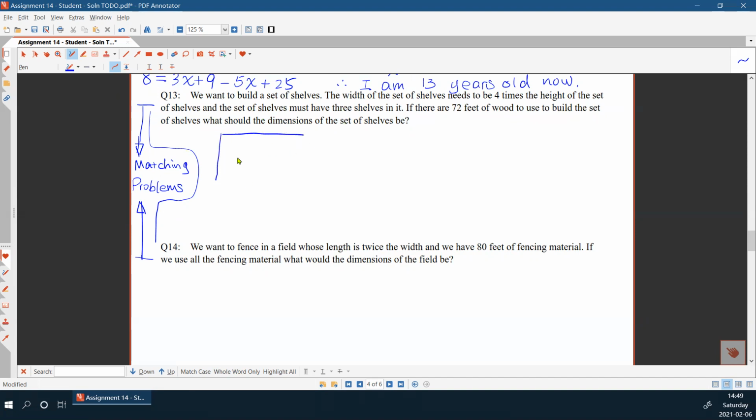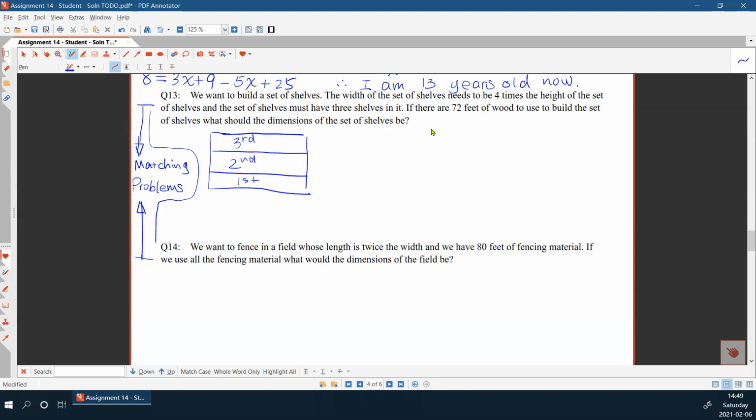Okay, here you want to build a shelf, right? Okay, suppose it's a rectangle shelf and it says must have 3 shelves in it. That means this is our first shelf, right? Where you can put your books. This is your second shelf, and here this is your third shelf. It has 3 shelves in it. And also you know that the width of the set of the shelves needs to be 4 times the height of the set of the shelf. So here you want to find the dimension.